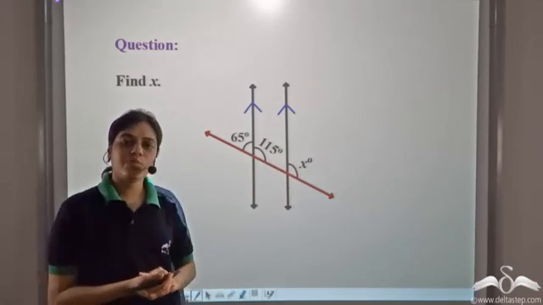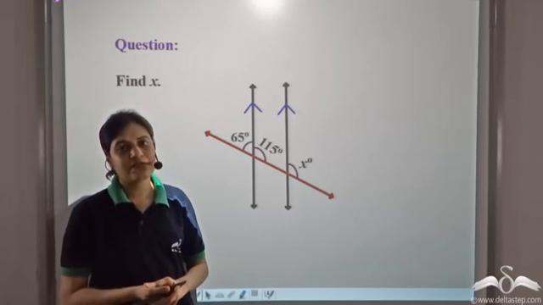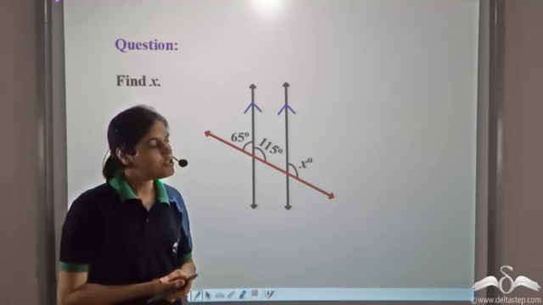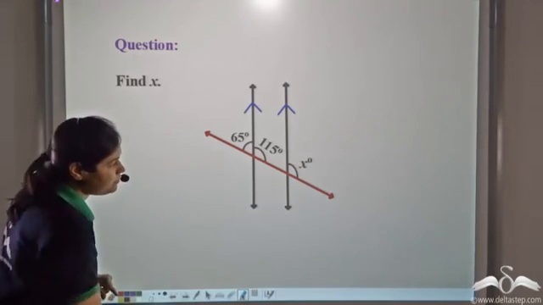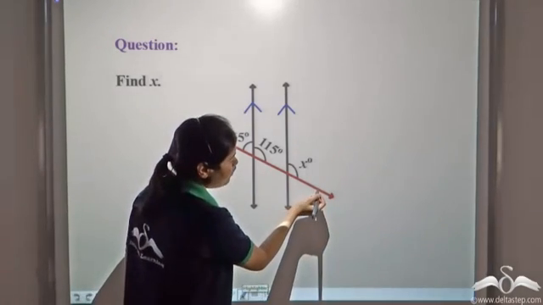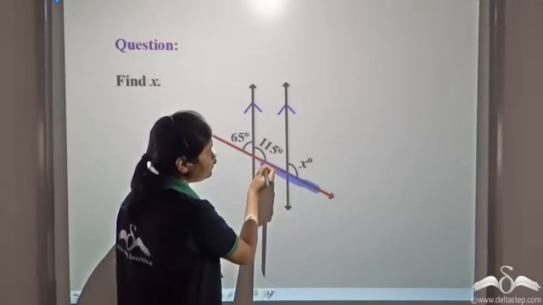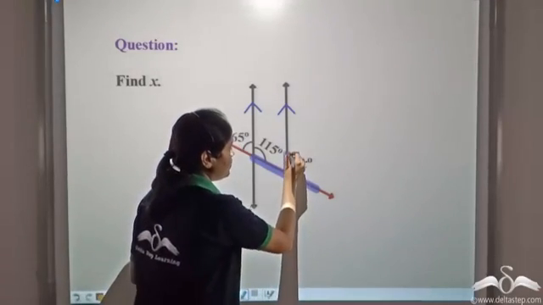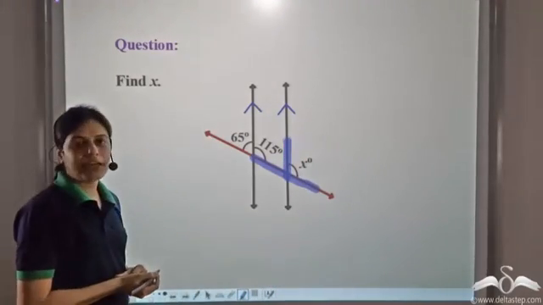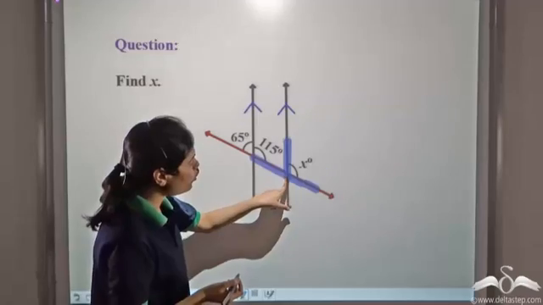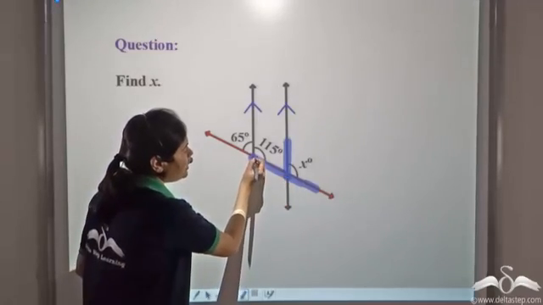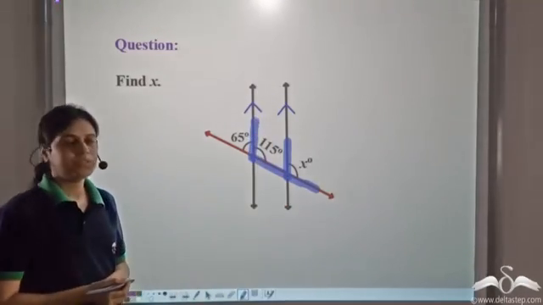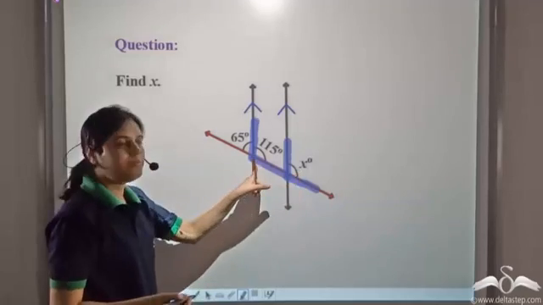For finding the corresponding angles, we need to identify an F pattern. So let us see if we can do that. We start from here and stop here. Now I draw a line containing x. Now to form an F, I need to draw a line here. We see that an F is formed.